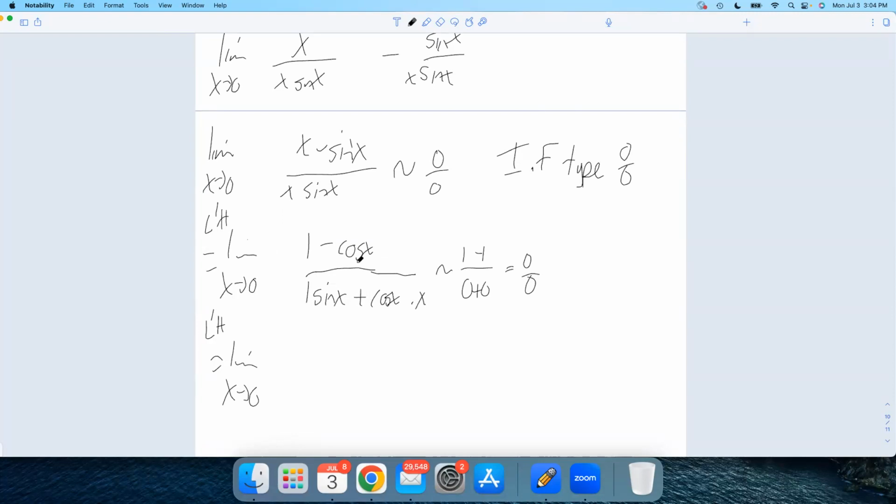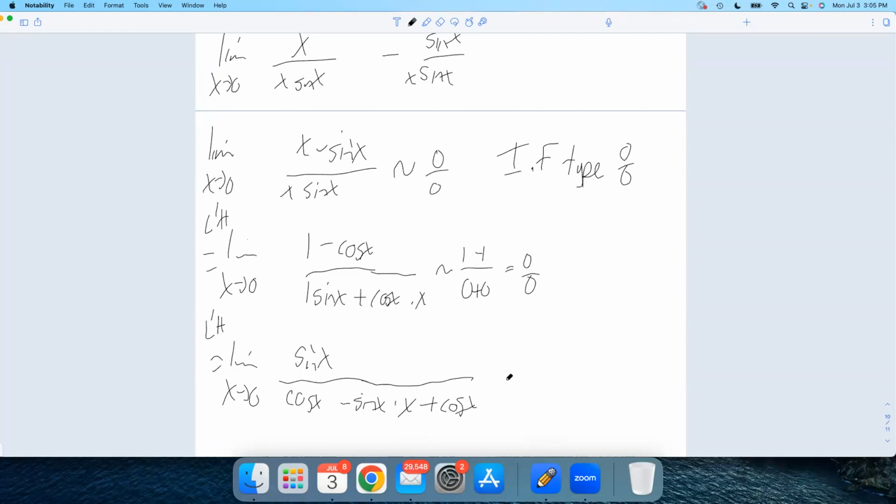Derivative of the top: derivative of negative cosine will be positive sine. Derivative of sine is cosine. And then I have to use product rule here. So derivative of the first, negative sine, times leave the second alone, plus derivative of the second, which is just 1, times leave the second. Okay. Now what do we get when we plug in?